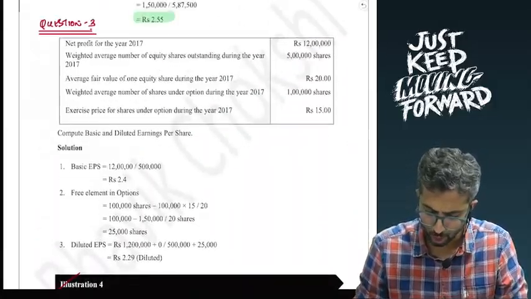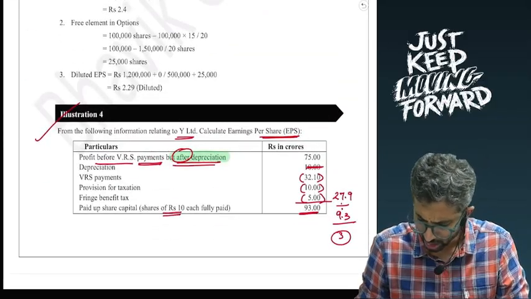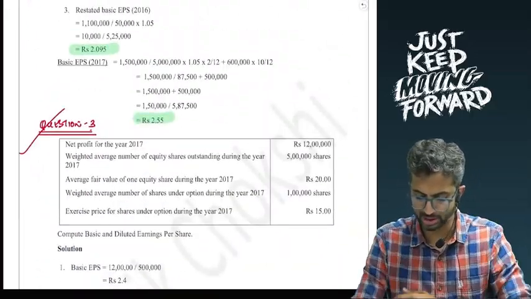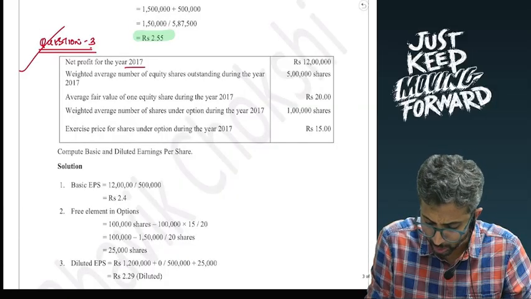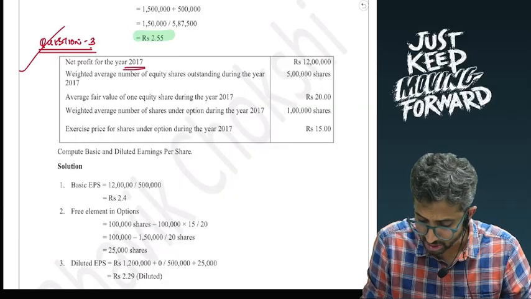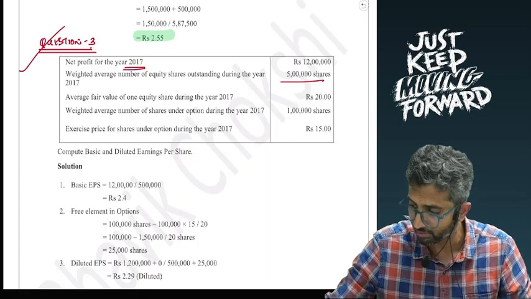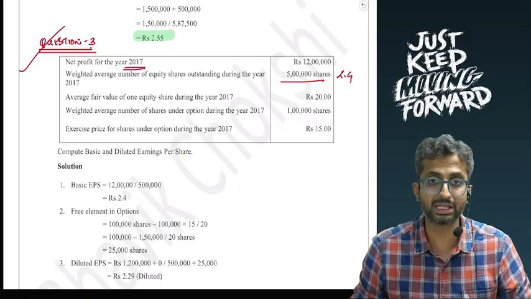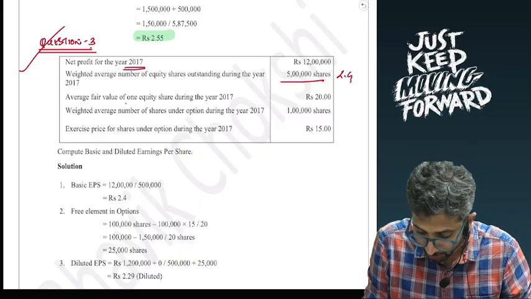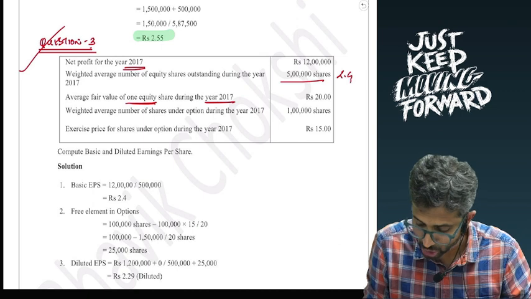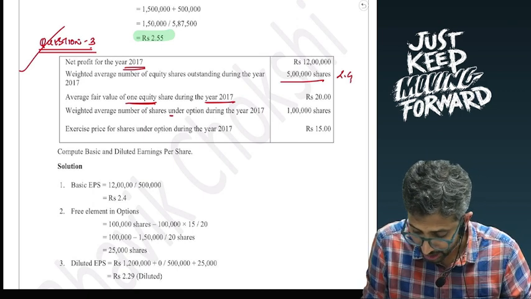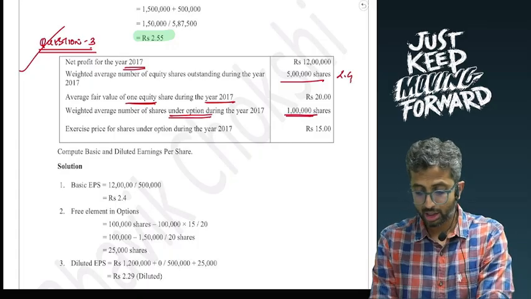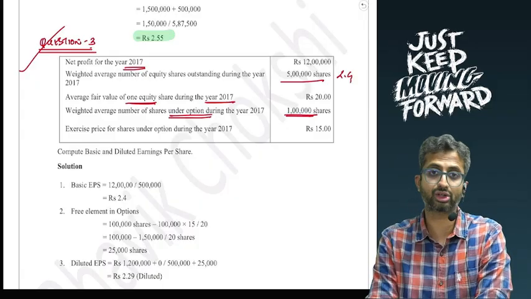So over here, if you look at question number 3, it's between this 2 and 4 over here. I think 3 was not written. Question number 3. Net profit for the year 2017 is 12 lakh rupees. Weighted average number of equity shares outstanding is 5 lakhs. So 12 lakhs divided by 5 lakhs comes to around 2.4, which is your basic EPS. Average fair value of one equity share during 2017 is 20 rupees. Weighted average number of shares under the option scheme in 2017 is 1 lakh, which means if the options were to be exercised, 1 lakh shares will be issued.